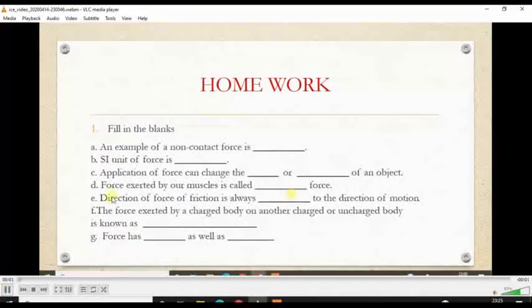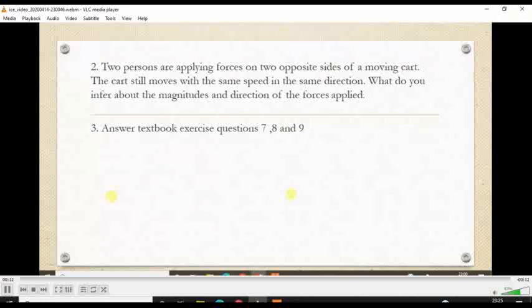Okay, having understood all these topics, let us solve these homework questions. I'm giving you three homework questions. One is the fill in the blanks, which was in the last slide. The second one is: two persons are applying force on two opposite sides of a moving cart. The cart still moves with the same speed in the same direction. What do you infer about the magnitude and direction of the force applied? So try to solve this. That is related to the first video. And answer textbook exercise questions 7, 8 and 9. Thank you. Stay home, stay safe.